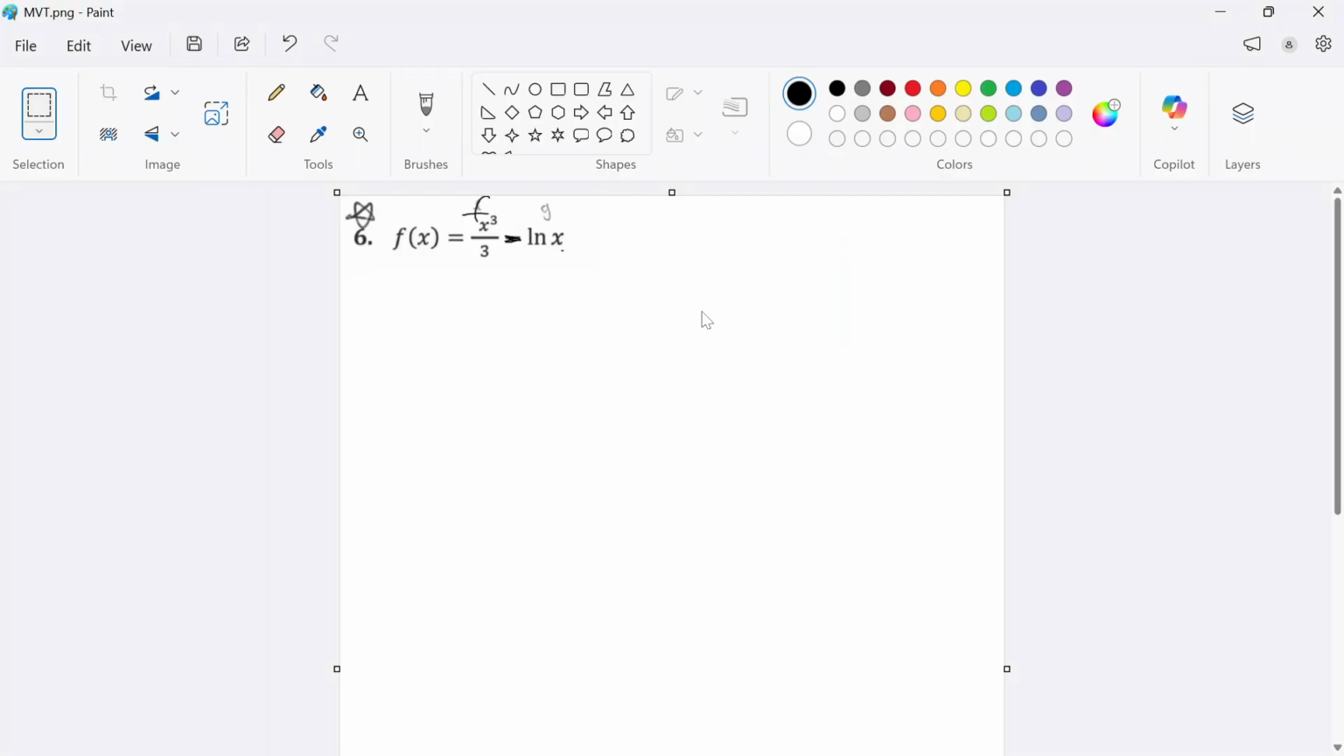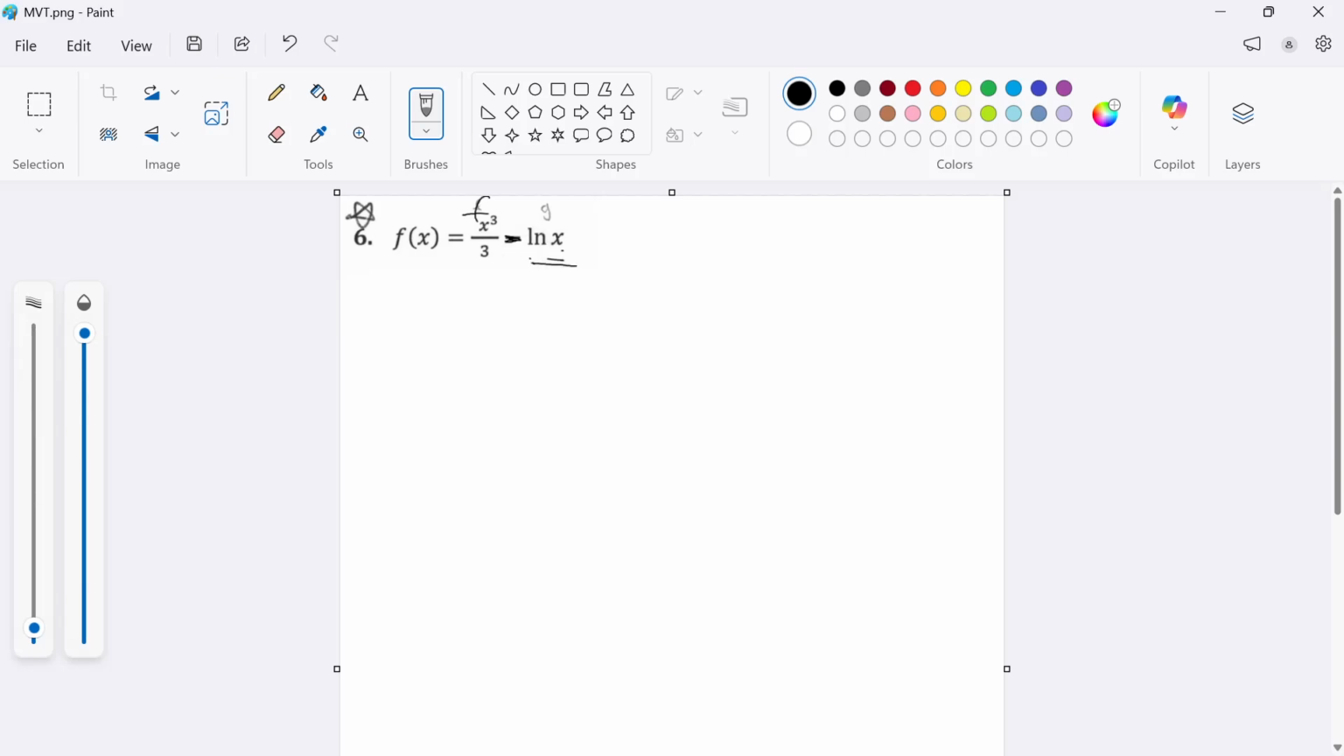This is AP Calculus AB. It's a question that asks to find the intervals on which this function is increasing or decreasing, and then find all local extrema. I first noticed that this one is x cubed over 3 minus log of x. Well, if x is less than or equal to 0, that's undefined. So the domain of this is 0 to infinity.